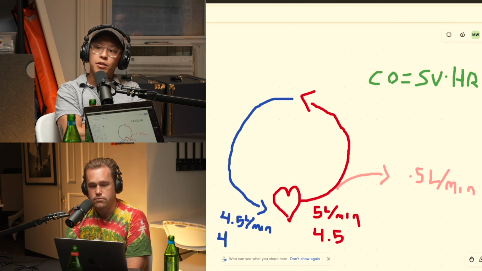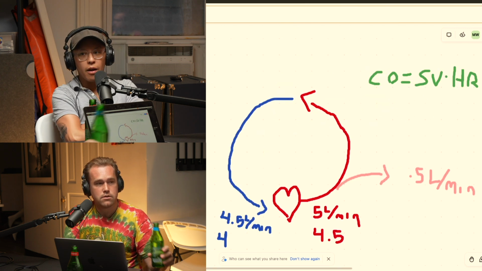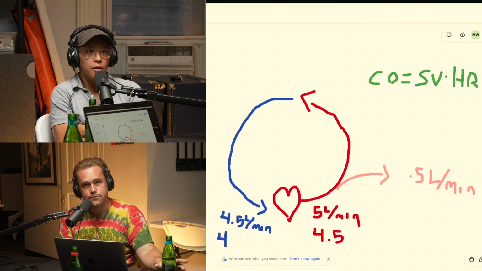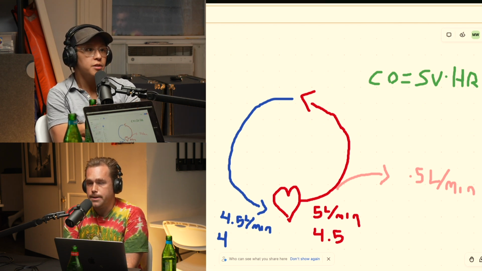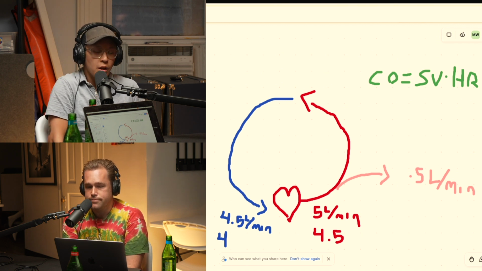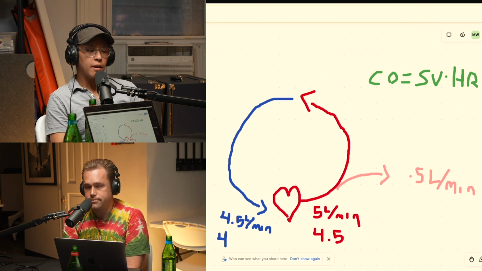If you were to stay on that same page real quick, as a note, when someone is in a state of shock, our body is very resilient, and one of the hallmark signs is going to be tachycardia, elevated heart rate, elevated ventilatory rate. And if you look at that equation, cardiac output equals stroke volume times heart rate.